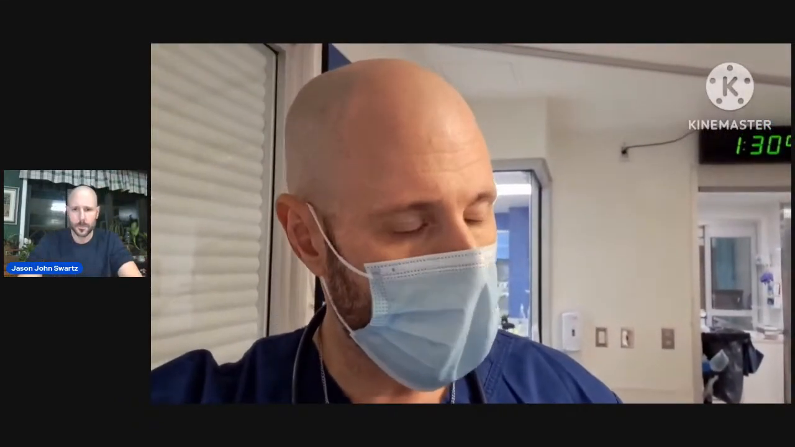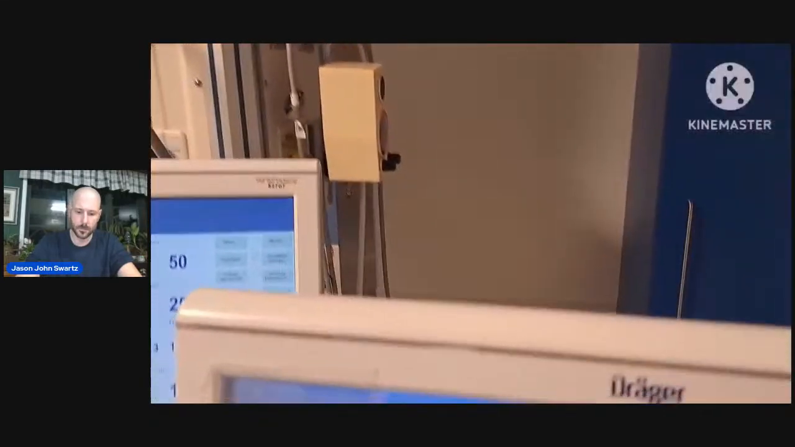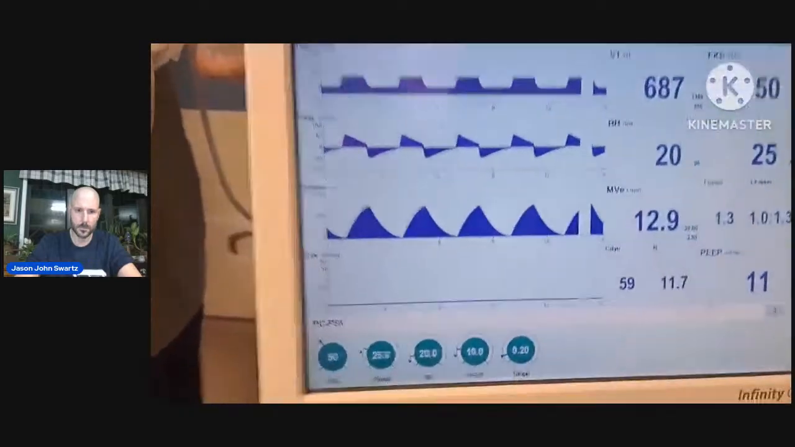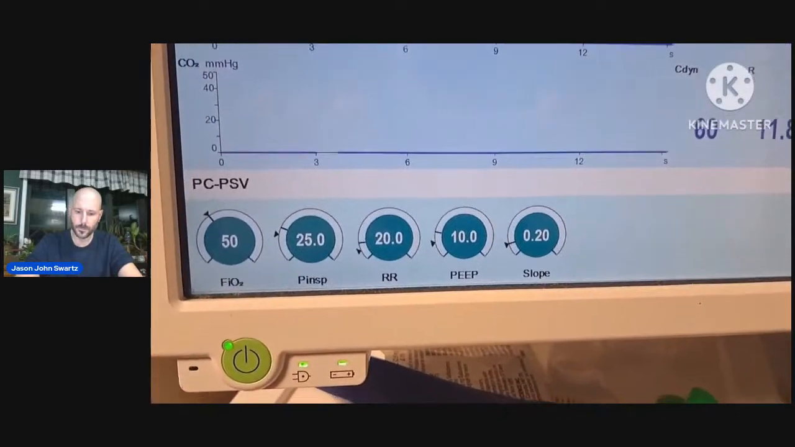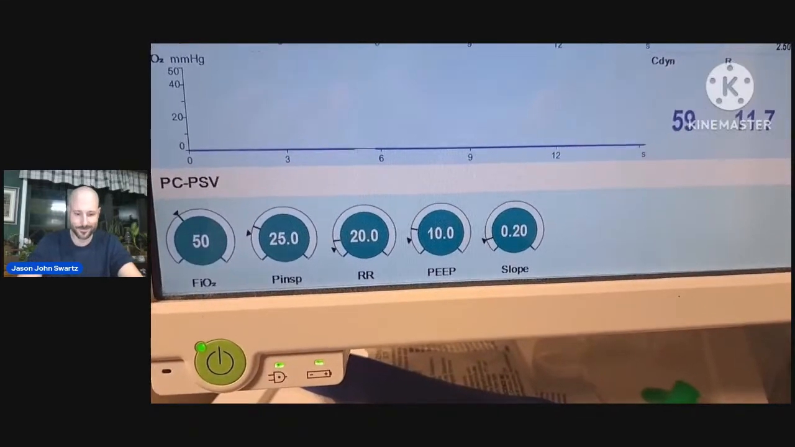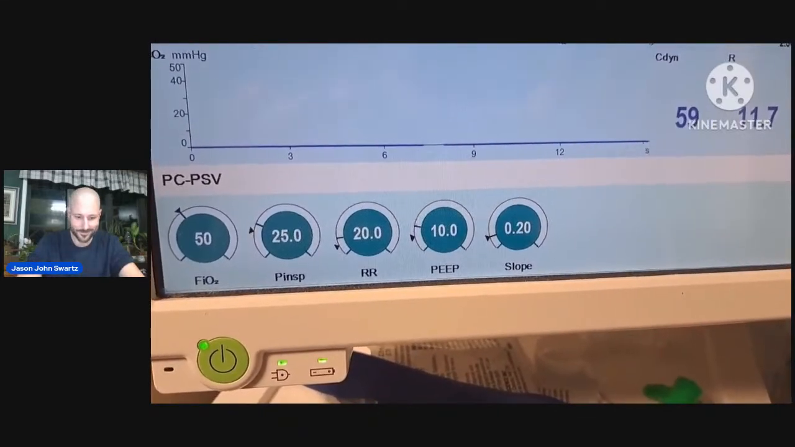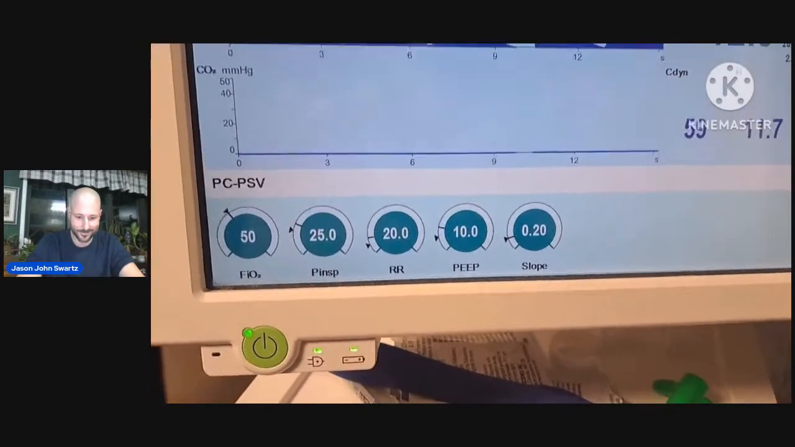Okay, so we have a gentleman with a high BMI. He was intubated for encephalopathy, decreased level of consciousness. He's also in acute kidney failure and being dialyzed, a little bit fluid overloaded. We're taking 1 liter out at the moment. He is currently on PC-PSV, 50% FiO2, delta P of 15, and a backup rate of 20.